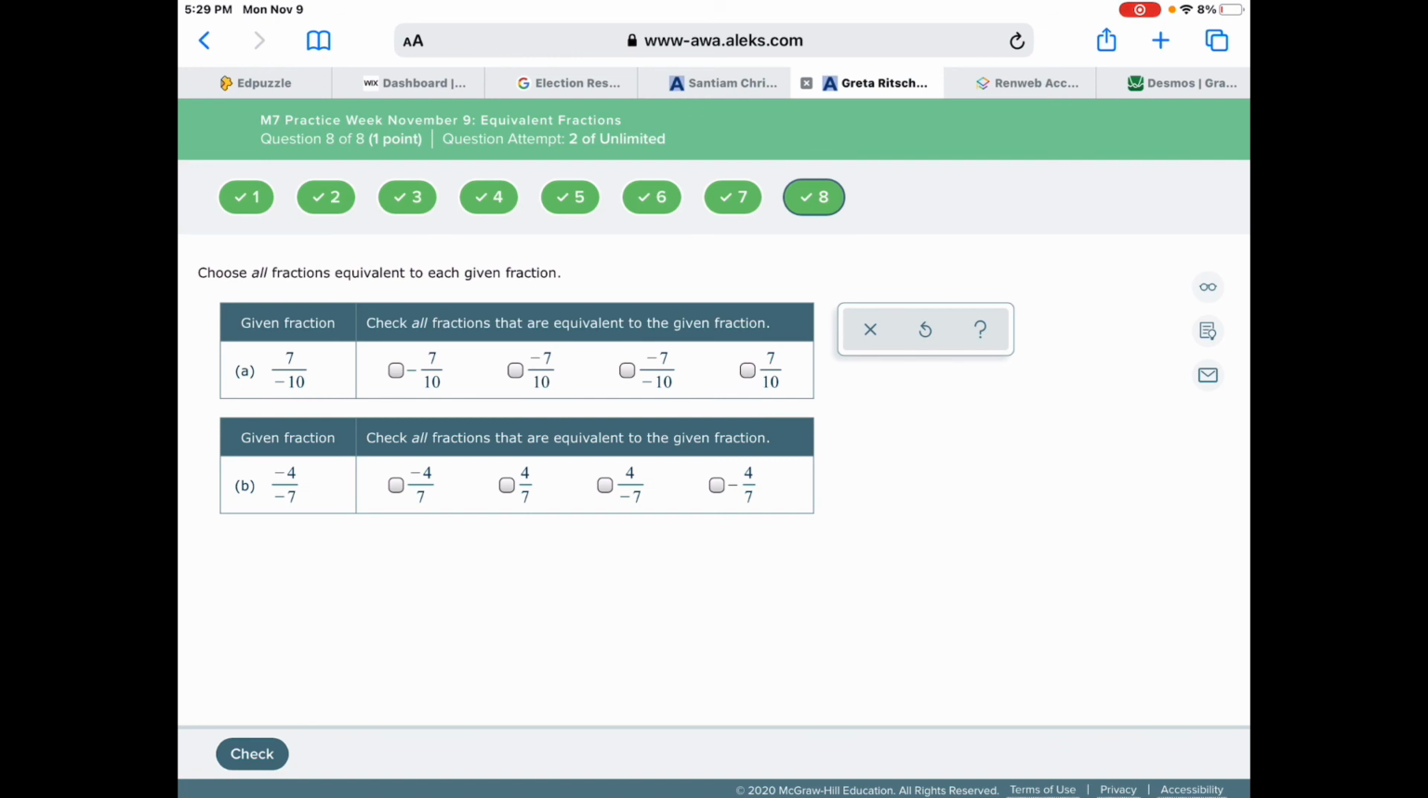So A, I have positive divided by negative is negative. So I'm going to pick all the ones that are negative. This one, but not the third one because that's going to be positive, and not the fourth one because that's going to be positive. Okay, look at negative 4 over negative 7. Negative divided by negative is positive. So not the first one, negative 4 over 7 is negative. But yes, this one, 4 over 7 is positive. That's the same as negative 4 over negative 7, which is also positive. But the third one and the fourth one are both negative.